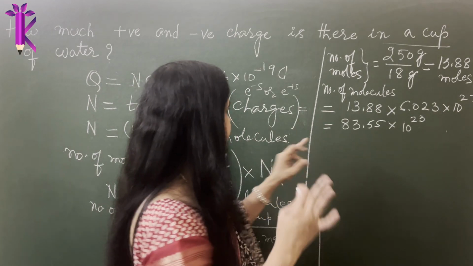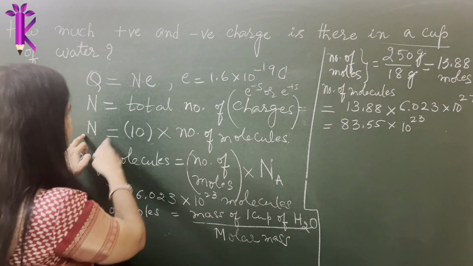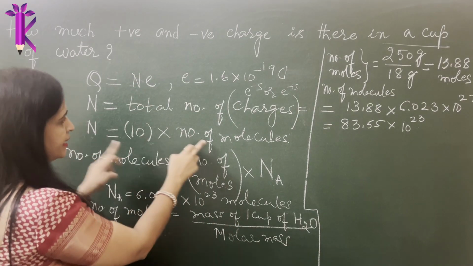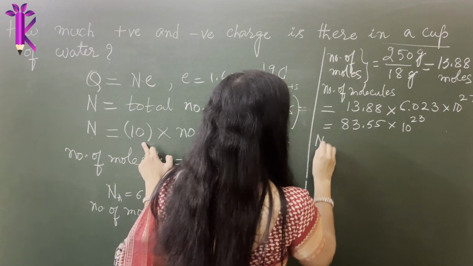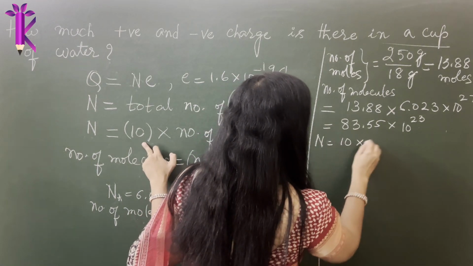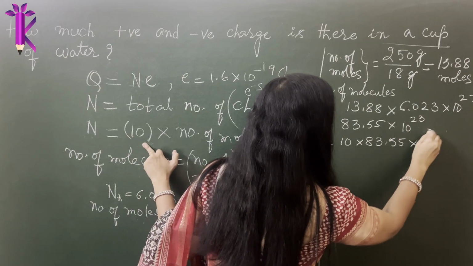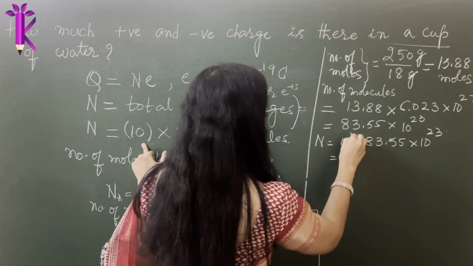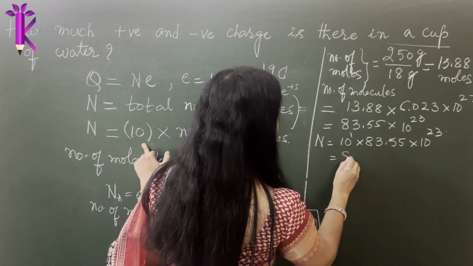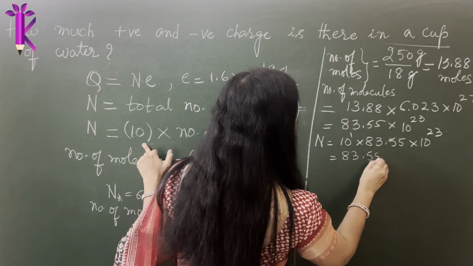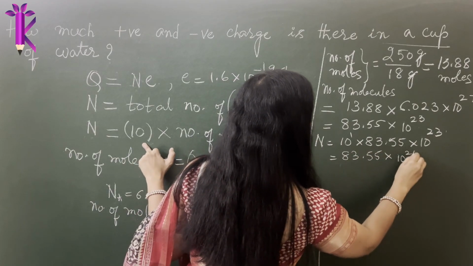Now using that we will calculate N, which we require here. N is 10 into the number of molecules. So 10 into 83.55 into 10 power 23. This is 10 to the power 1. If you multiply, this becomes 83.55 into 10 to the power 24.